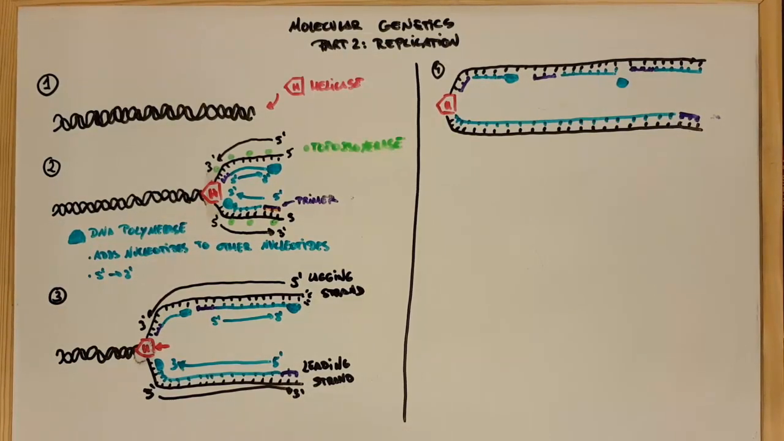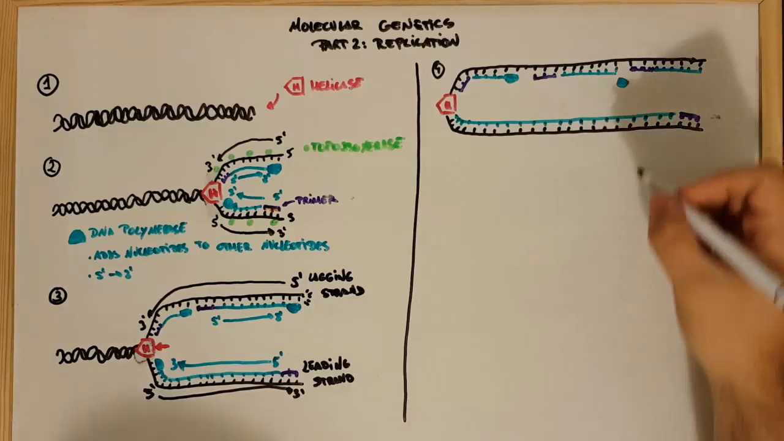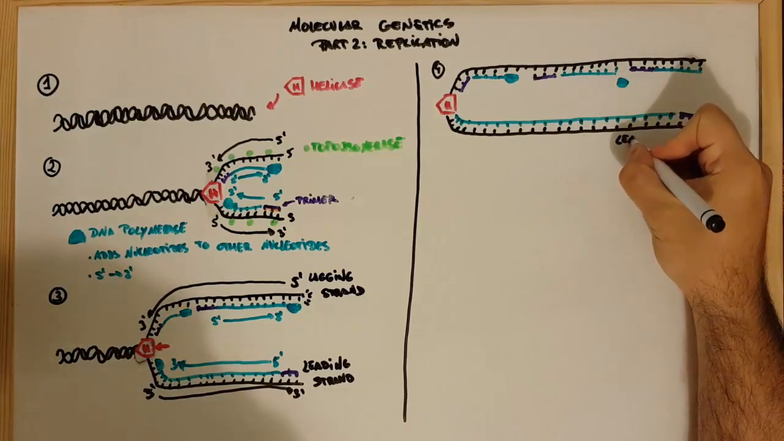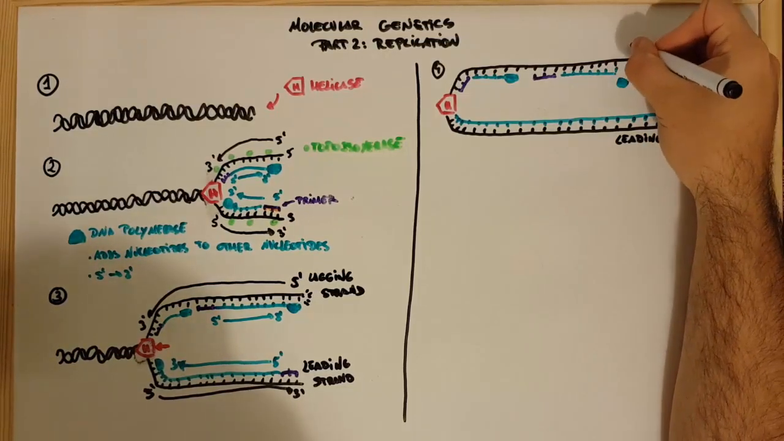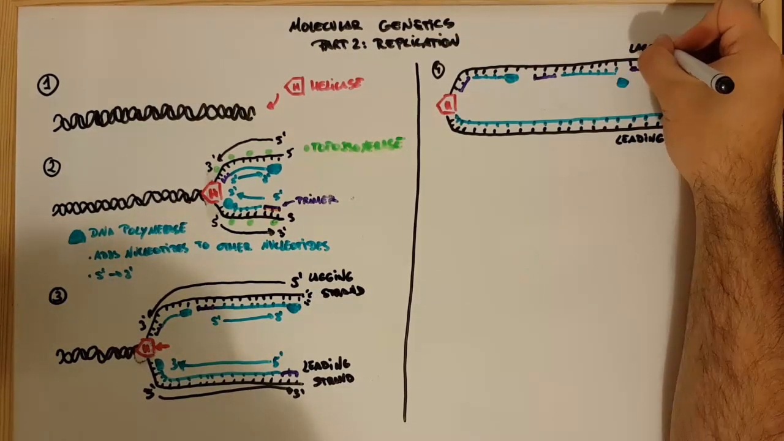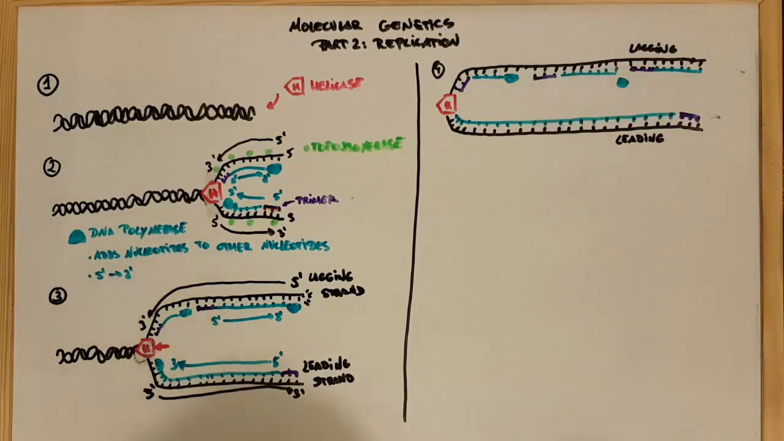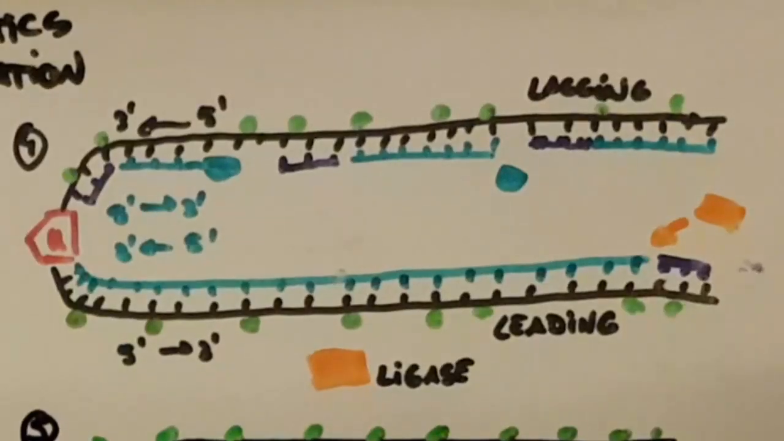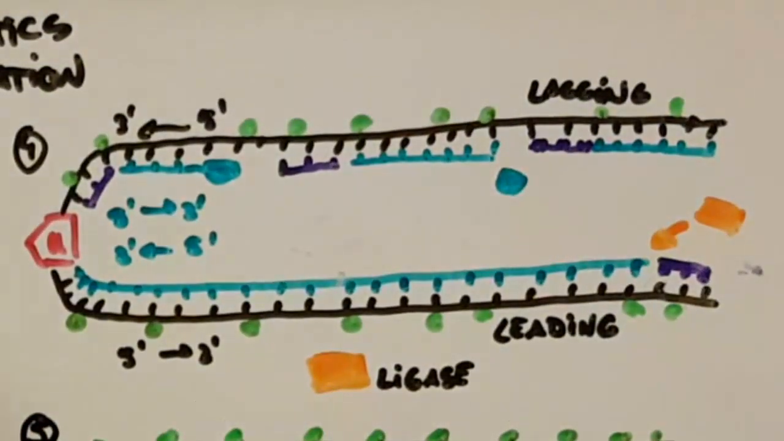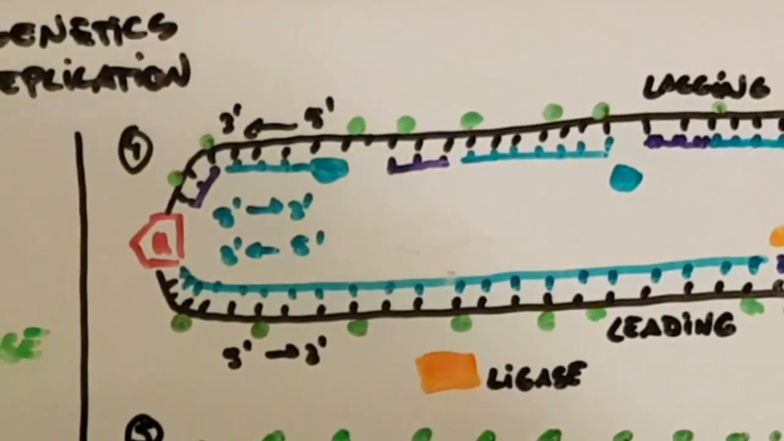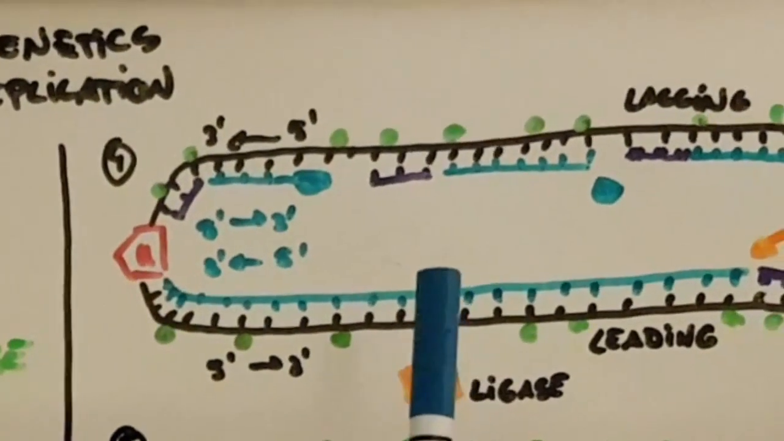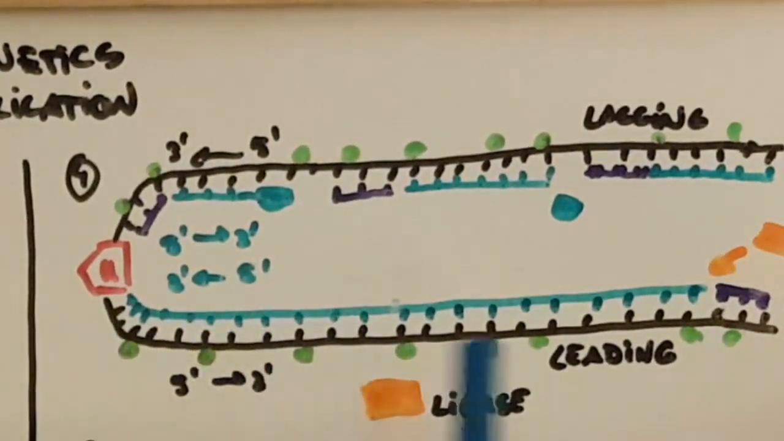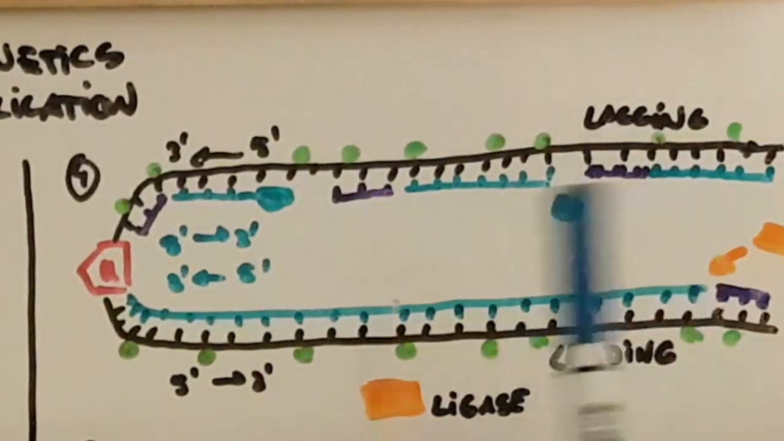So as you've seen, there's the leading strand that has already finished replicating, okay? And the lagging strand that is still working. Okay? Now, remember that the lagging strand has a direction of 5 to 3, and the leading strand has a direction of 5 to 3 here. So leading and lagging. Okay?